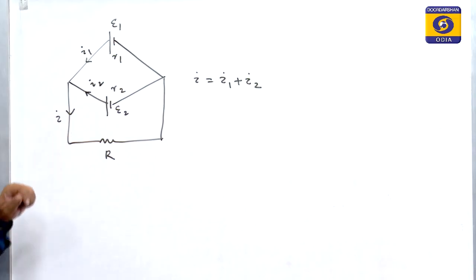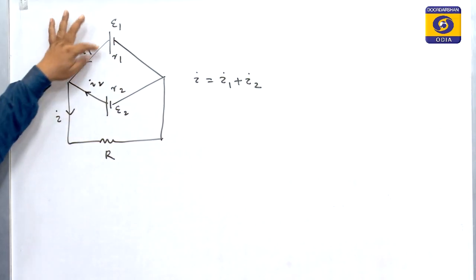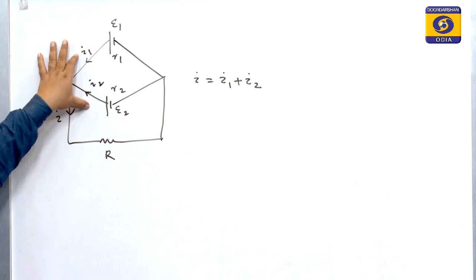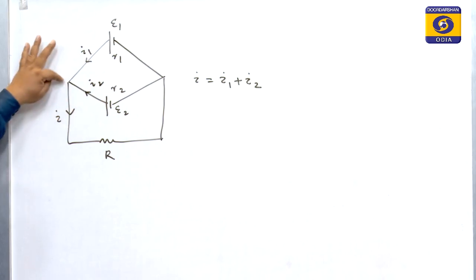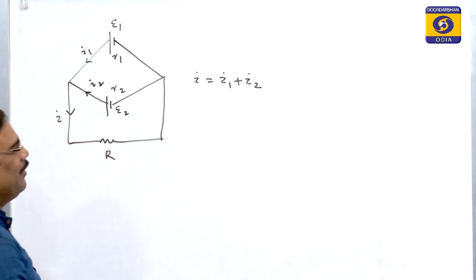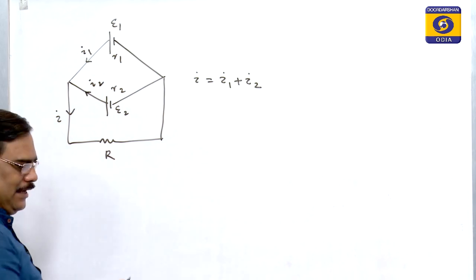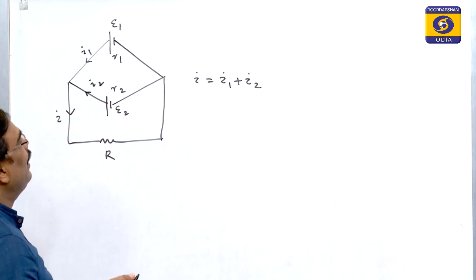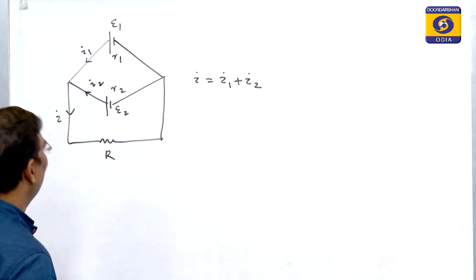So, in this network, both the cells are providing currents I1 and I2, and the main current is I. So, my main current I is equal to I1 plus I2. Now, let us calculate the values of I1 and I2 by using Kirchhoff's law.